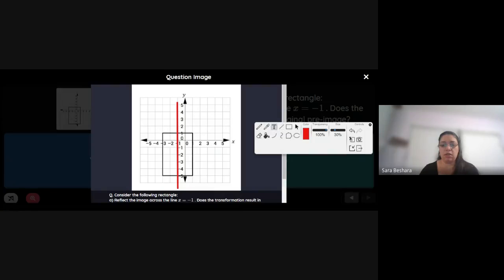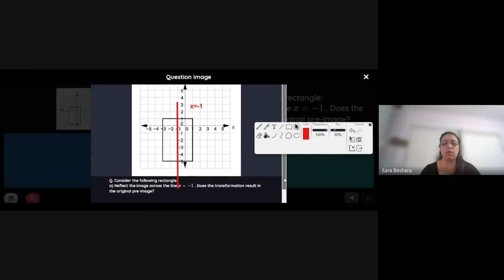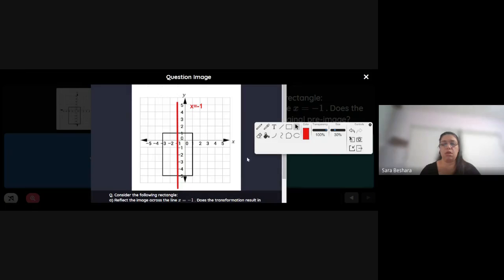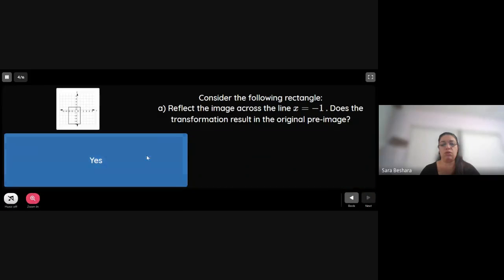My question is, this is x equal to -1. Okay, this x is equal to -1. Is this particular problem, like as I am looking at it, does it result in, let's read the question, does it result in the original pre-image? Yes, if this is reflected on that line right there, it will result in a rectangle, the same one. It just goes around in a rectangle. So the answer for this question is yes. Just like I said, this is a very easy lesson to do. So it is yes.